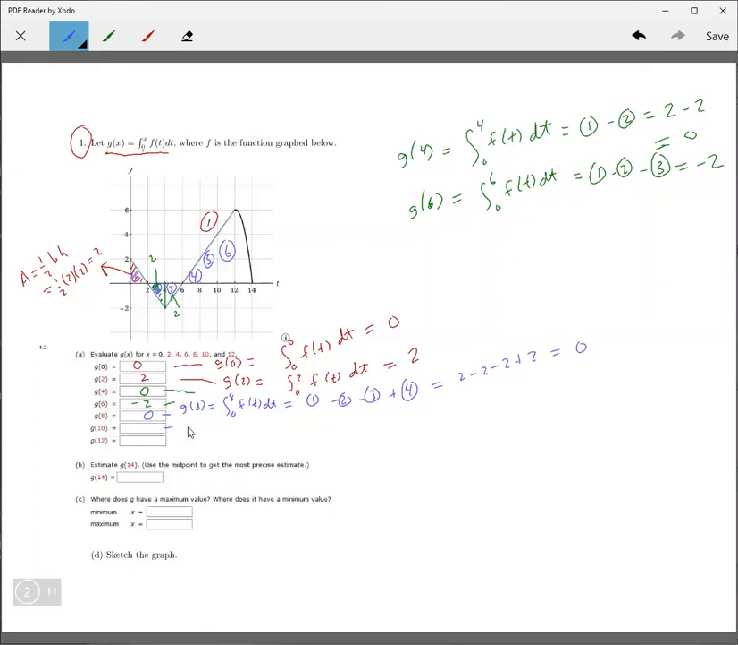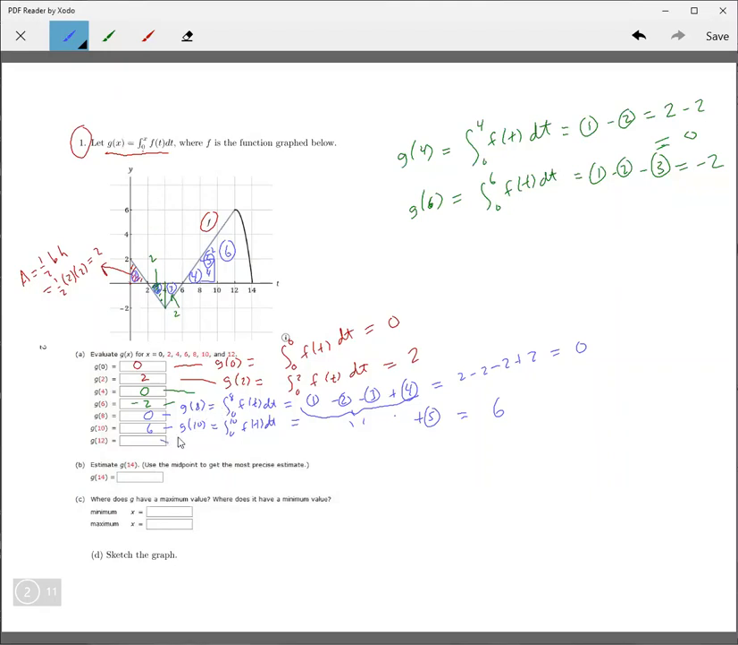And then we have g of 10. That's the integral from 0 to 10 of f of t dt. And you're basically going to get all of these, plus area 5. And area 5, let's see, has this part right here, which is 4, and that's 2. So that's 6 then. Okay, so that's going to be 6.